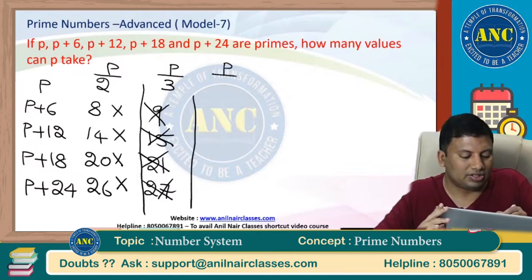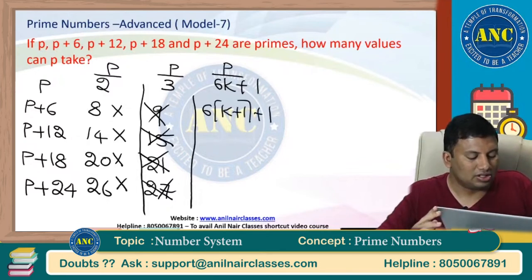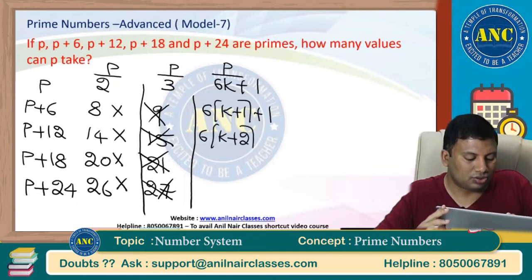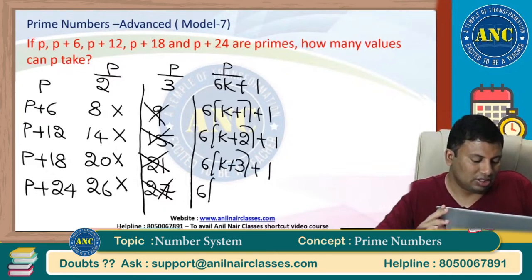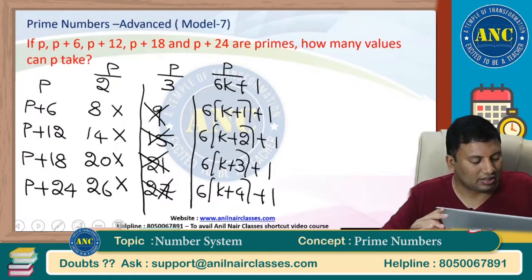If P is 6k plus 1, then the terms are 6k plus 7, which is 6 into k plus 1, plus 1. 6k plus 13 is 6 into k plus 2, plus 1. These are 6 into k plus 3, plus 1, and 6 into k plus 4, plus 1. Now see here. Listen carefully.